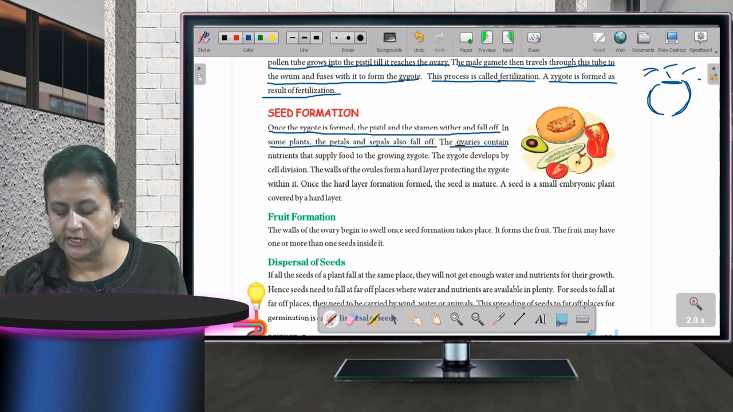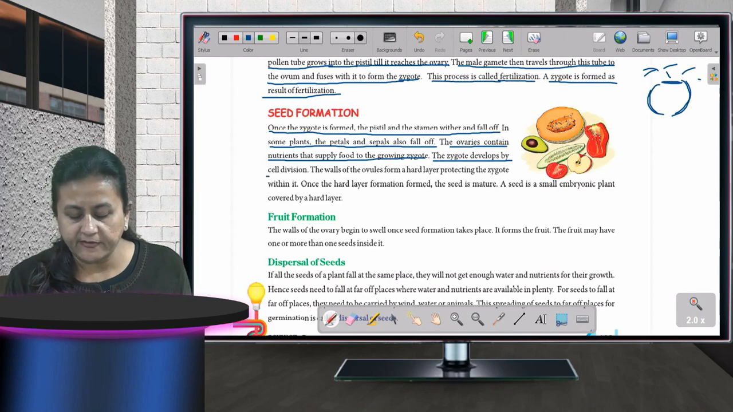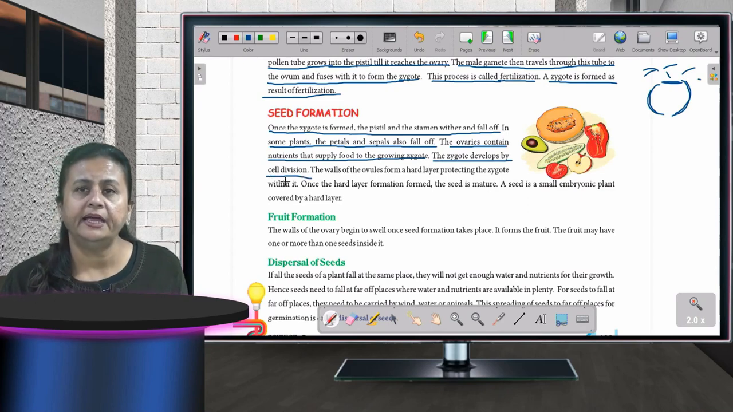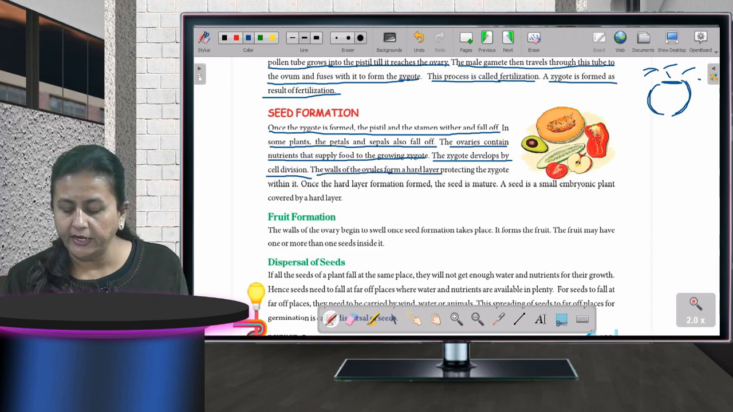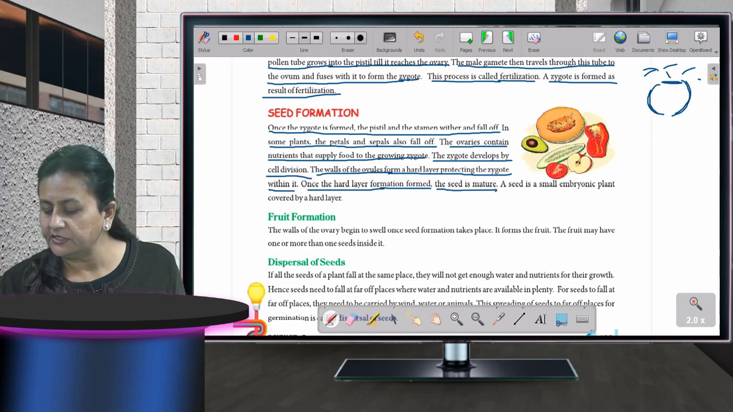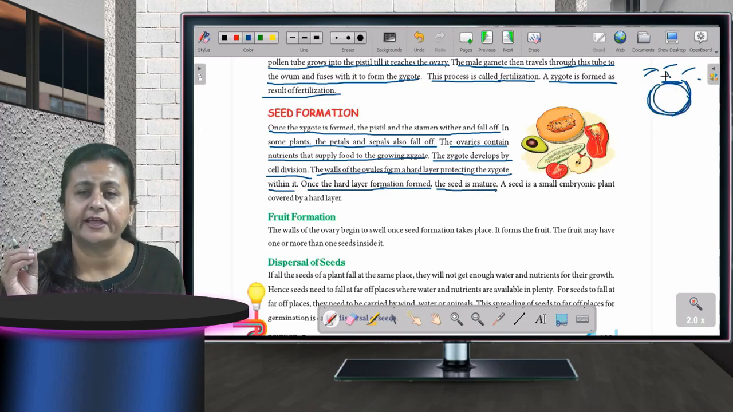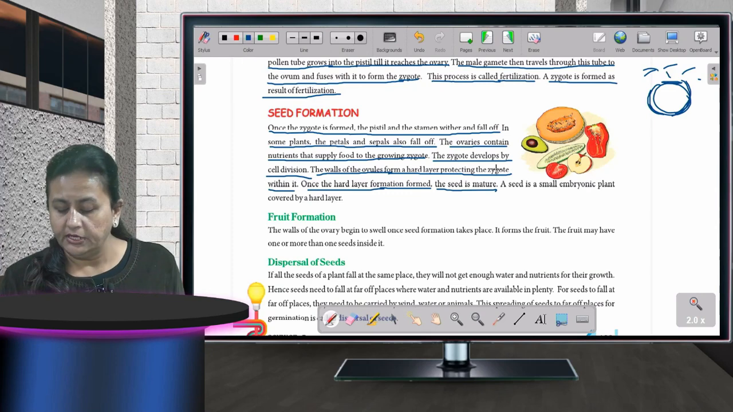The ovaries contain nutrients that supply food to the growing zygote. The zygote develops by cell division. How is it developing? By cell division. The walls of the ovules form a hard layer protecting the zygote within it. Once the hard layer is formed, the seed is mature. You must have seen this is very hard also. If you touch the zygote, you will find it is somewhat hard. Once the hard layer is formed, the seed is mature.